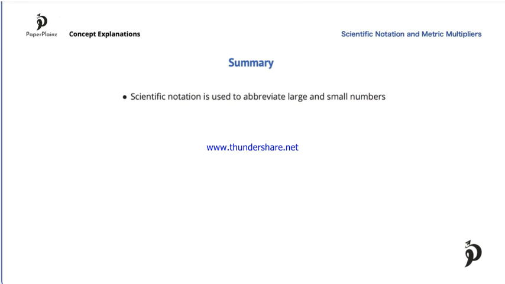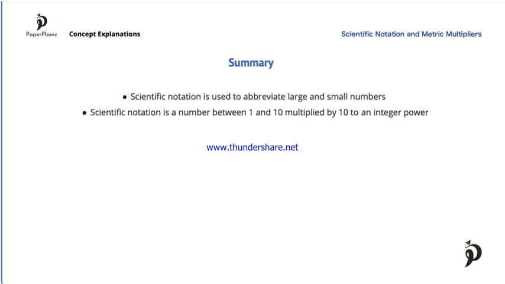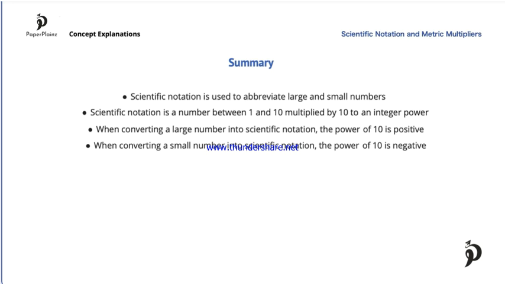Let's summarize this video. We learned that scientific notation is used to abbreviate large and small numbers, so that scientific notation is a number between 1 and 10 multiplied by 10 to an integer or whole number power. Through examples, we discussed that when converting a large number into scientific notation, the power of 10 is positive, and when converting a small number, the power of 10 is negative.